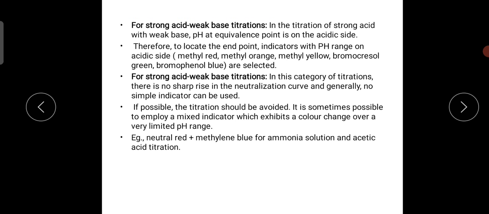Then for strong acid and weak base titrations, the equivalence point will be on the acidic side. So we have to select indicators on the acidic side. So that is methyl red, methyl orange, methyl yellow, bromocresol green, bromophenol blue, etc.